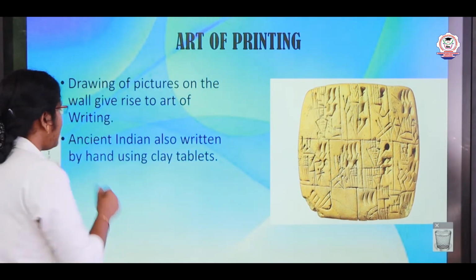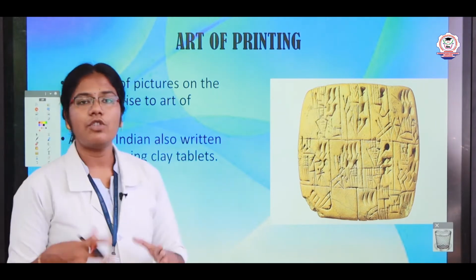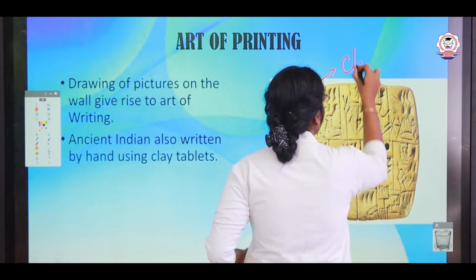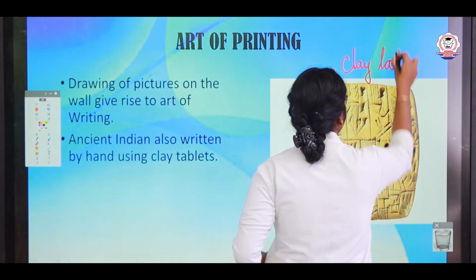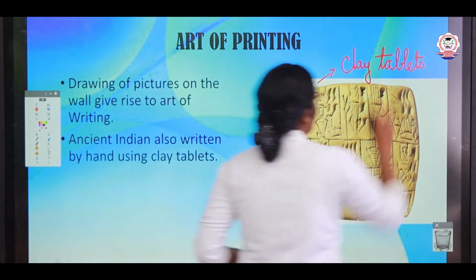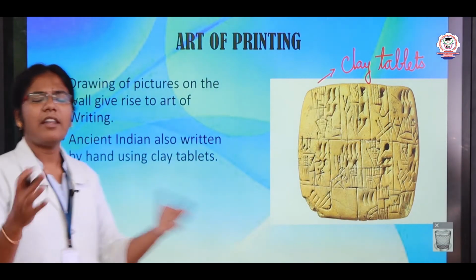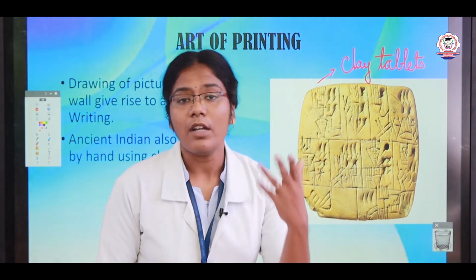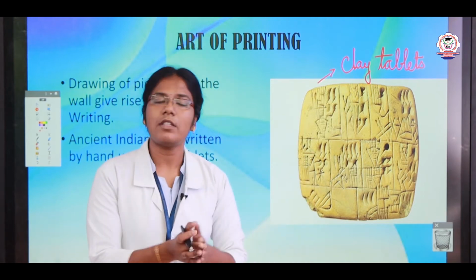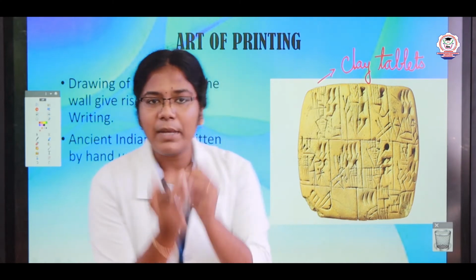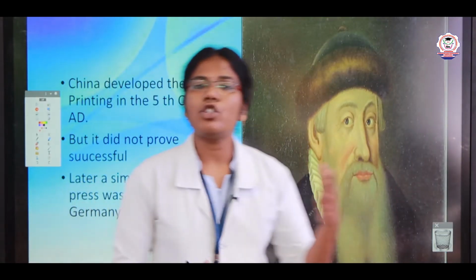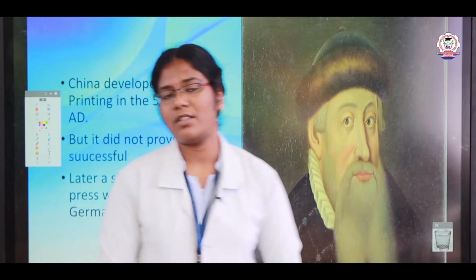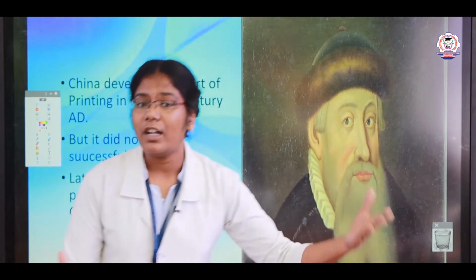You know children, in early times ancient people recorded events with the help of clay tablets. Just see this picture, which shows the clay tablets. They also wrote on the bark of trees and on palm leaves, and saved their messages. Later China also developed a printing press, but it was not a success, it led to failure.